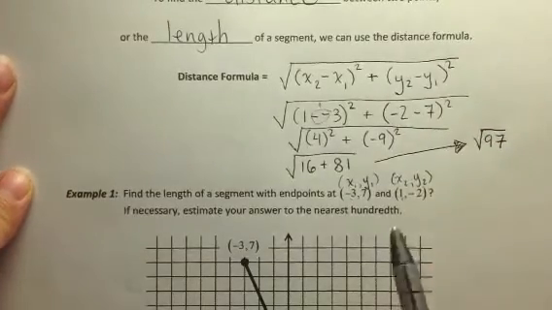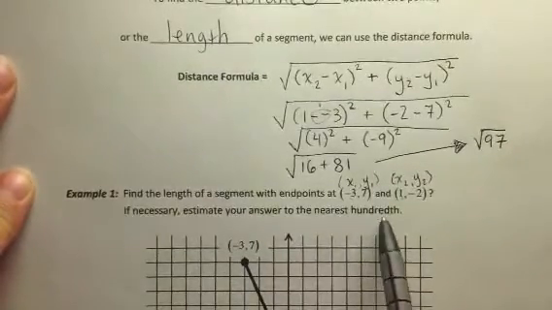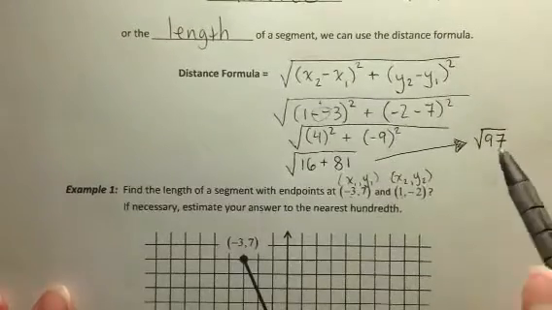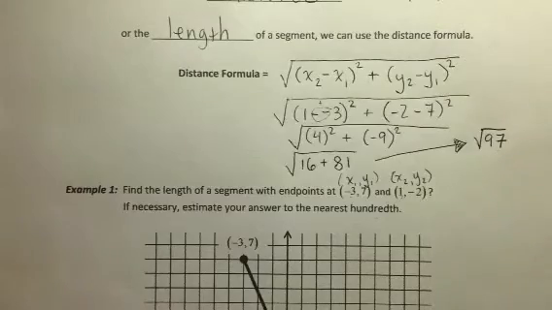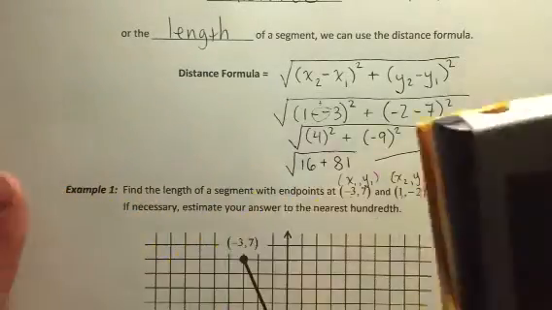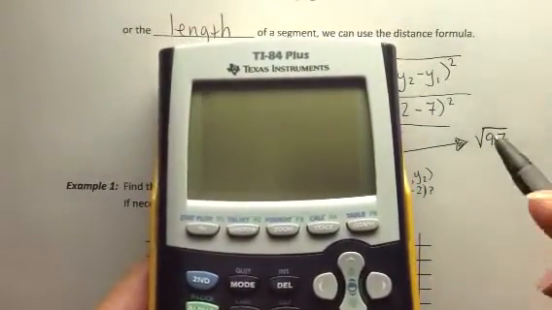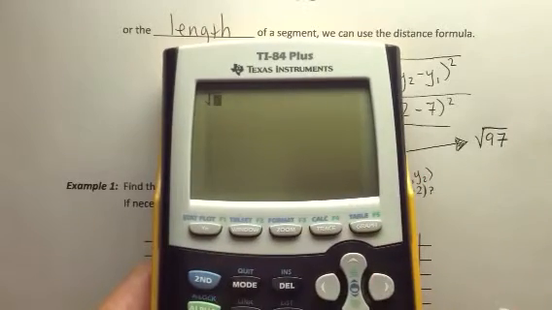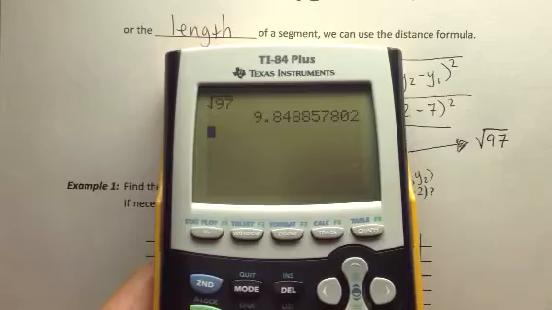And my directions asked me, if necessary, estimate your answer to the nearest hundredth. I know that this is not going to be a whole number because square root of 100 is 10. This is close, so it'll be 9.8-ish. Somewhere in there. Let's use your calculator. We can do a lot of this in the calculator, but I did it by hand, and I'm going to do the last square root part here. Square root of 97, I said about 9.8, 9.9.